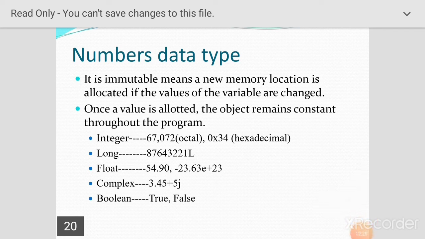Float is nothing but point values, and here you can see e plus is nothing but exponential. Now coming to complex number, it is in the form of a plus bj, where a consists of the real part and j consists of the imaginary part. Now boolean is nothing but whether the value is true or false, and it will be handled by this boolean type.